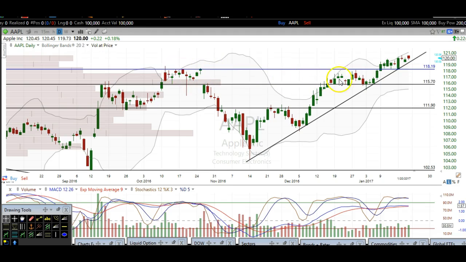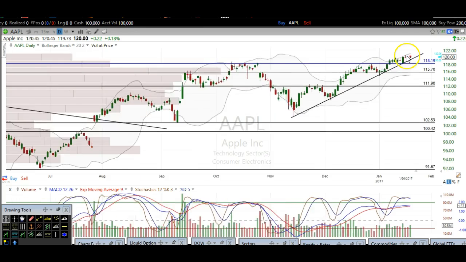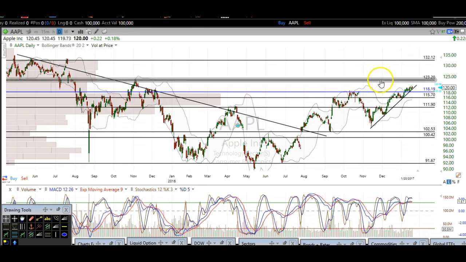You can see that clearly. Here's a resistance, and we broke over it right here. And you can see we retested it right here a couple times. And now we're headed higher. The next resistance above us is up at about 123. More than likely it's going to head up in that direction.